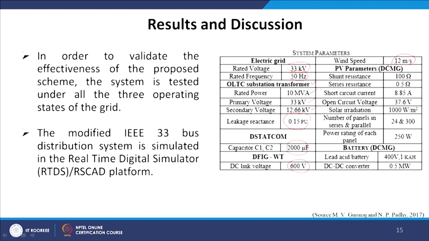meter per second. The PV parameters of the DC microgrid are 100 ohm shunt resistance, series resistance of 0.5, short circuit current of 8.85 ampere, open circuit voltage of 37.6 volt, solar irradiation of 1000, and number of panels in series and parallel 24 and 300. Power rating of each panel is 250 watt. The lead acid battery is 400 volts and the DC-DC converter is 0.5 megawatt. So, these are the system parameters being discussed before we proceed to the simulation.